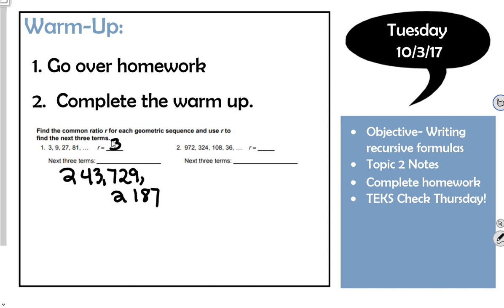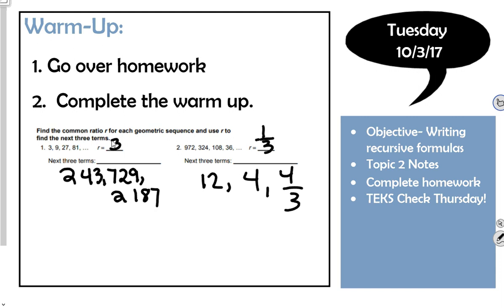For number 2, we can see that my numbers are going down. So R is equal to 1/3. The next 3 terms: 1/3 of 36 is 12. 1/3 of 12 is 4, and 1/3 of 4 is 4/3, and you can leave it just like that. So if you did not get those correct, please fix them on your warm-up.